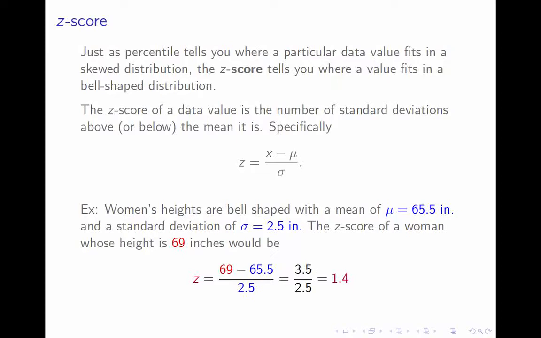That's how far above the mean this particular woman's height is. It's 3.5 inches above the mean. But now, to scale that, to express it in units of standard deviation, we divide by the standard deviation. 3.5 divided by the standard deviation of 2.5 is 1.4. So that tells us that this woman's height is 1.4 standard deviations above the mean.